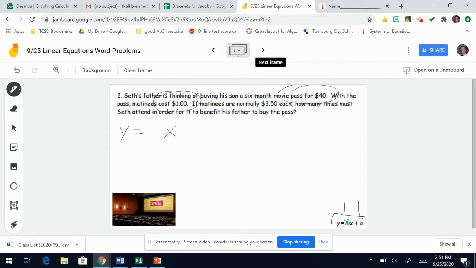So what is the y-intercept? That's where we're going to start off. It's $40 up front. So that's your b. And then every time you use it, it's going to be $1. So that's going to be $1.